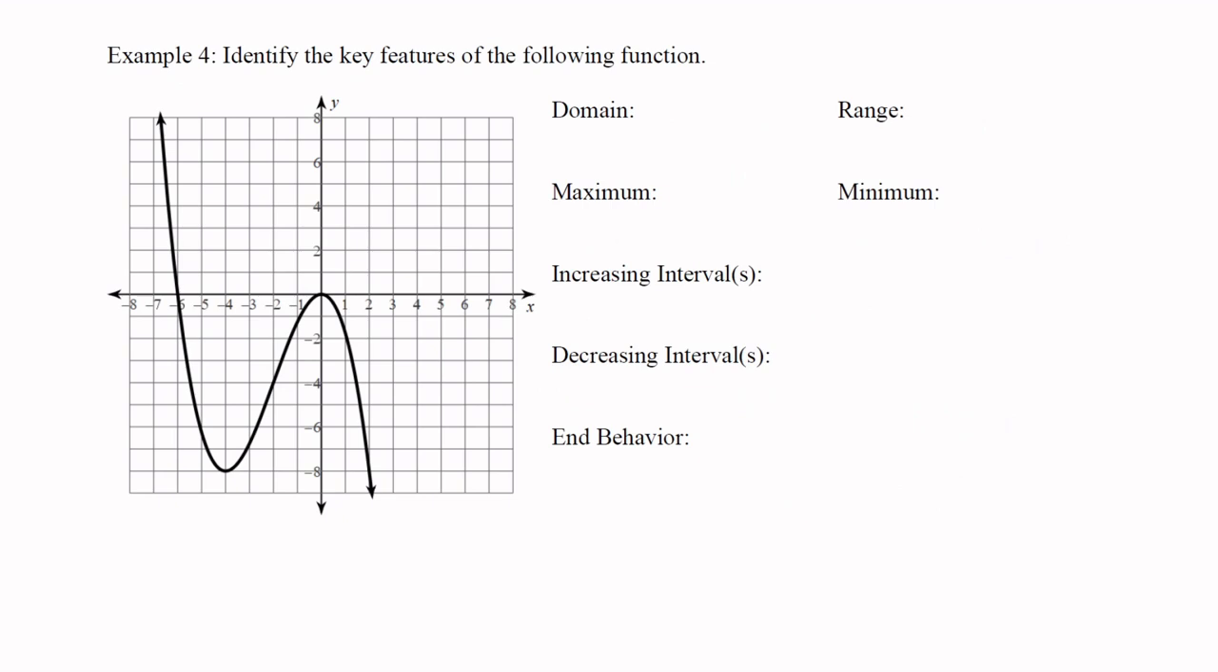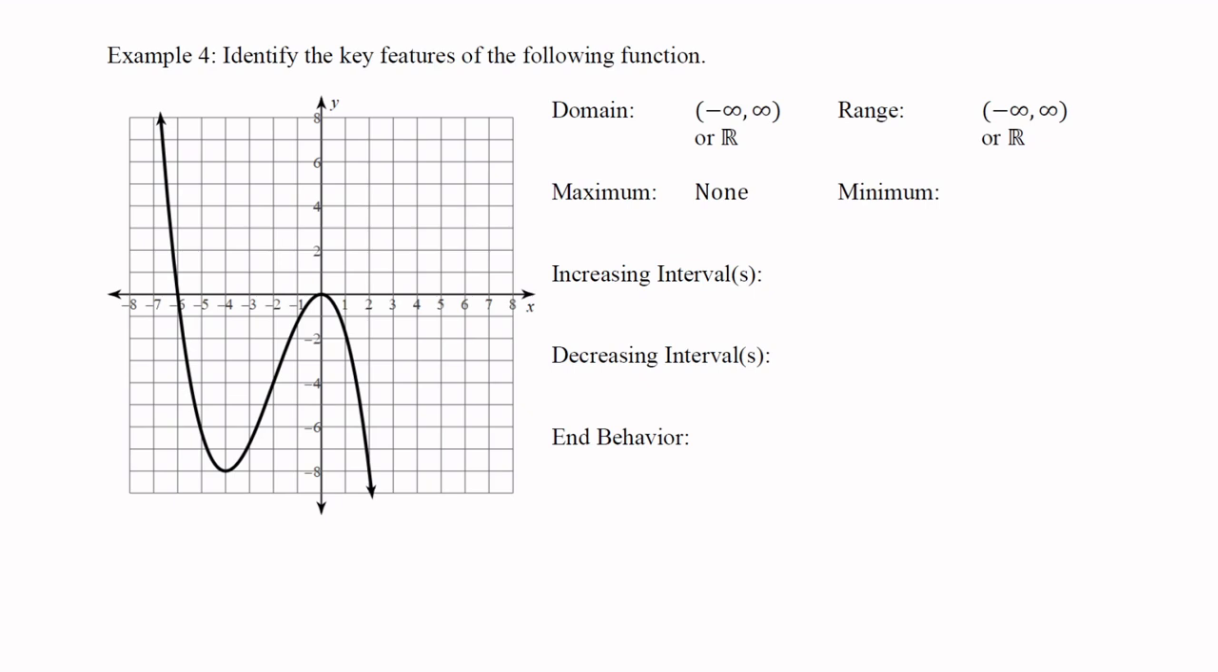In example 4, our domain: we have an arrow on the left, we have an arrow on the right, so our domain is negative infinity to positive infinity. Our range, we have an arrow pointing down and an arrow pointing up, so it's also negative infinity to positive infinity. We have a maximum, but it is not an absolute max. There's no maximum if there's no indication as to whether we're talking about absolute or relative. Assume we're talking about absolute. There is no absolute maximum.